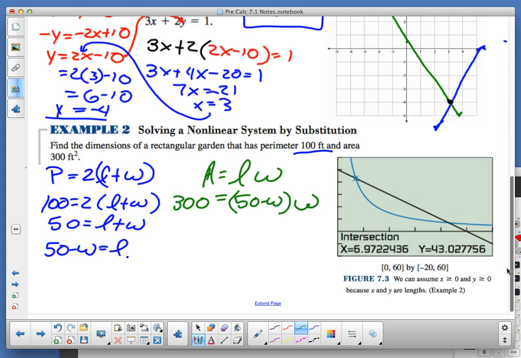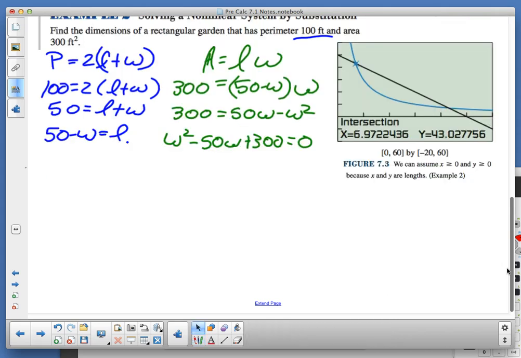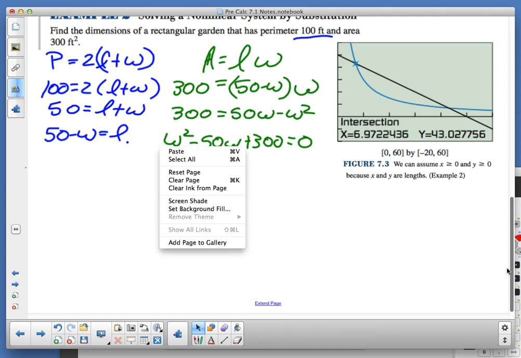Well, gosh, this is looking like it's a quadratic. So I've got 300 is equal to 50W minus W squared. I'm going to get everything over to the left. W squared minus 50W plus 300 is equal to 0. Do you remember completing the square? That's what I'm going to go for. W has to have a leading coefficient of 1. If it doesn't, I have to divide it out.